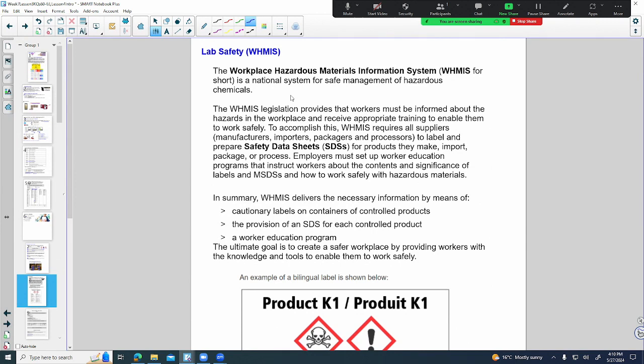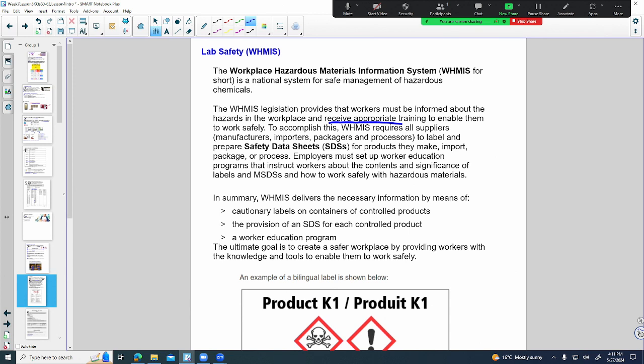Turn to page 40, Lab Safety or WHMIS. The Workplace Hazardous Materials Information System, that's what WHMIS stands for, is a national system for safe management of hazardous chemicals. According to WHMIS, workers must be informed about the hazards in the workplace, and they should receive appropriate training to enable them to work safely.